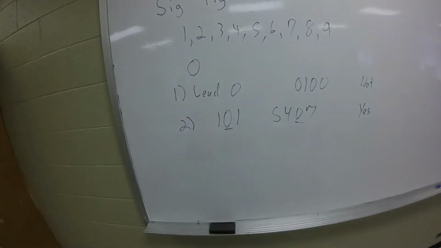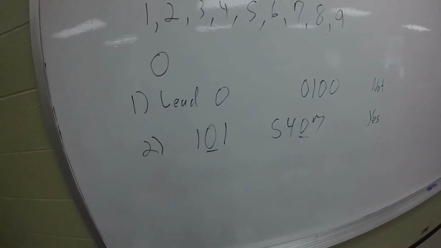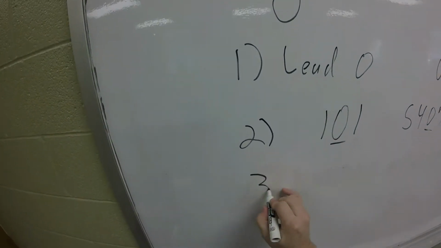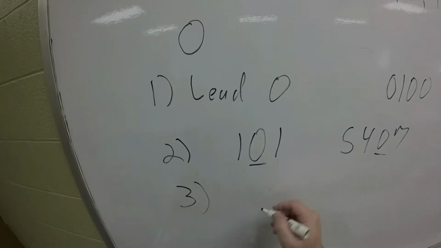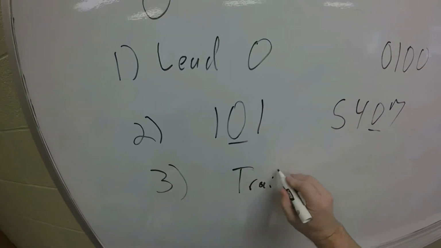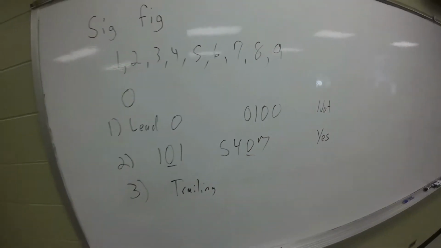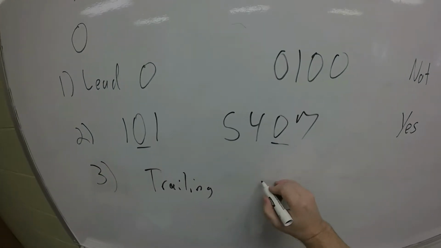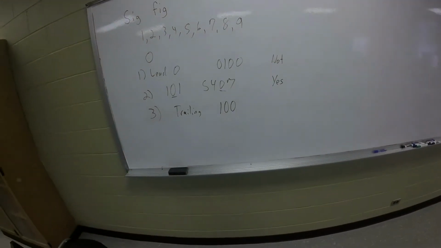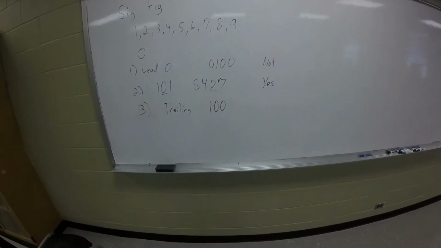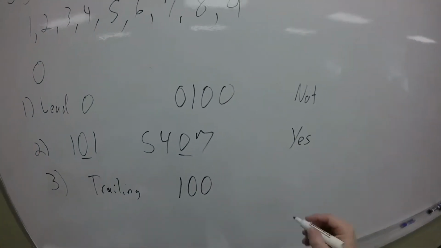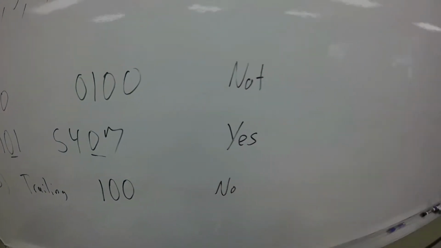The last, and probably the hardest zero to determine whether it's a significant figure, is the trailing zero. That's number 3. So any zero at the end of a number. Back to our earlier example of 100. Those are trailing zeros, but they're to the left of the decimal place. So if they're to the left of the decimal place, then no, they're not significant.